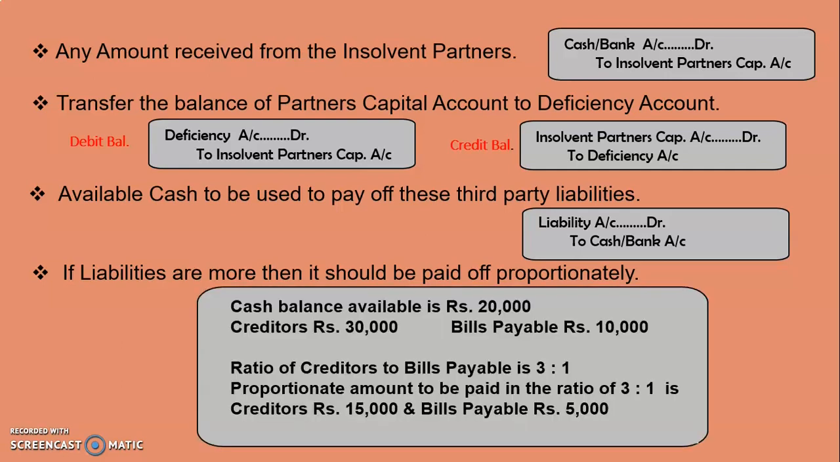Let's say, for example, the cash balance available is rupees 20,000. We have creditors rupees 30,000 and bills payable rupees 10,000. Now, our liabilities total up to 40,000. But we have only 20,000 which we can use to pay off these liabilities. So first we find out the ratio of creditors to bills payable. The ratio of creditors to bills payable is 3:1. Then we divide this 20,000 in the ratio of 3:1 among the creditors and bills payable. So creditors will be paid 15,000 and bills payable will be paid 5,000.